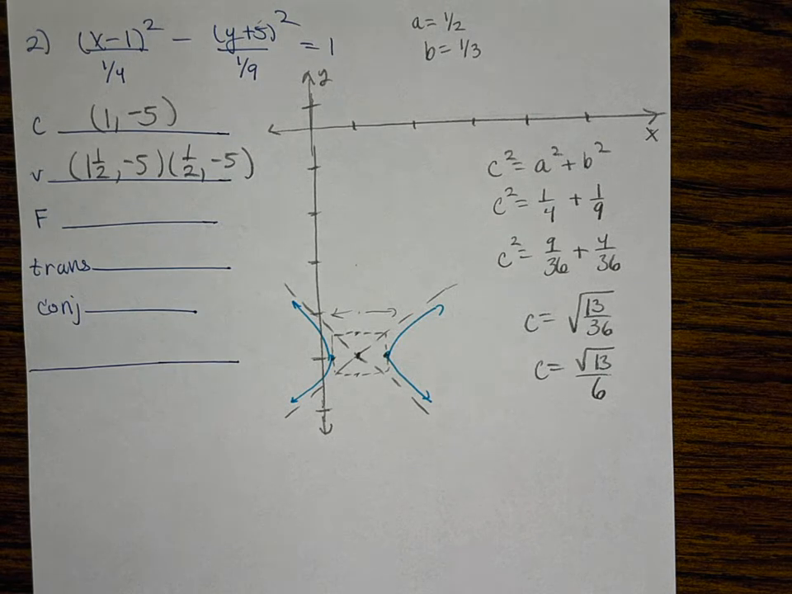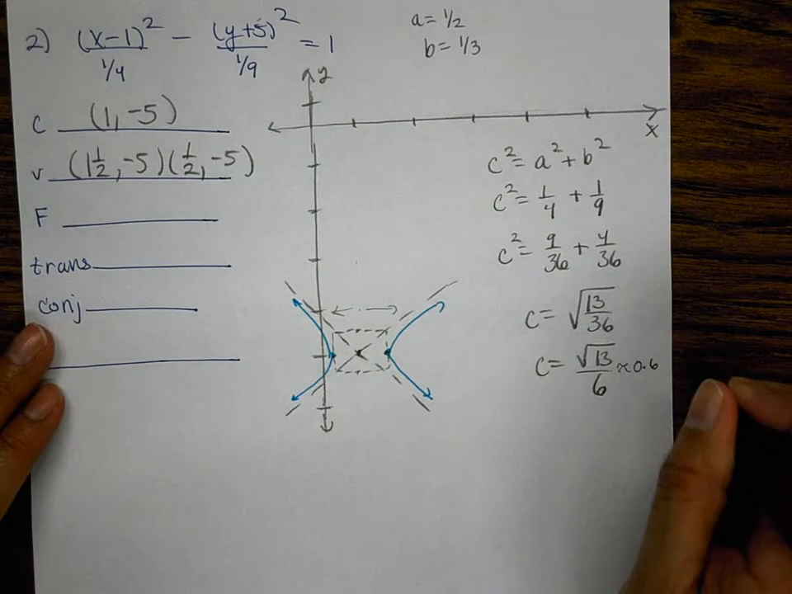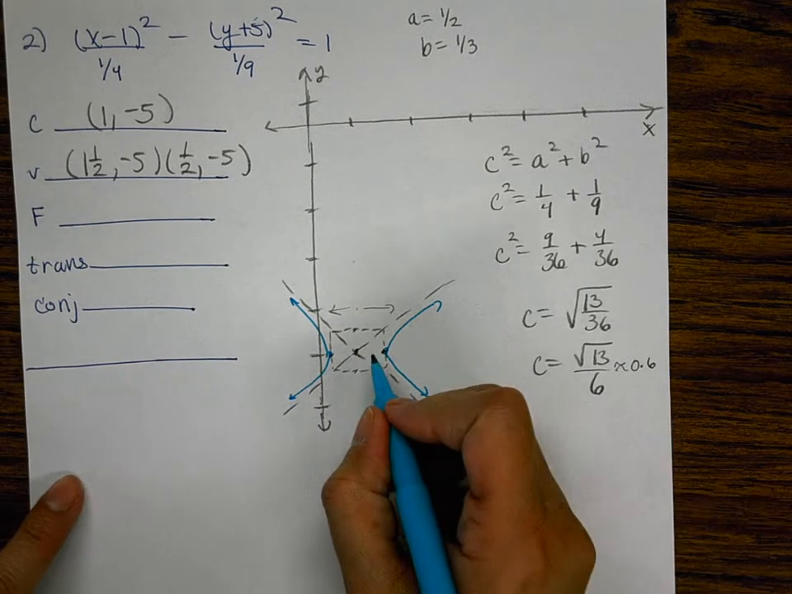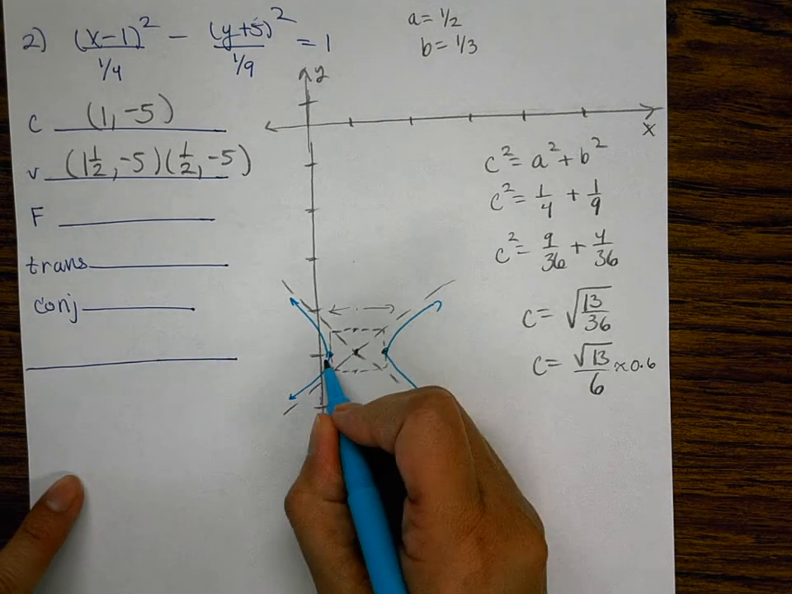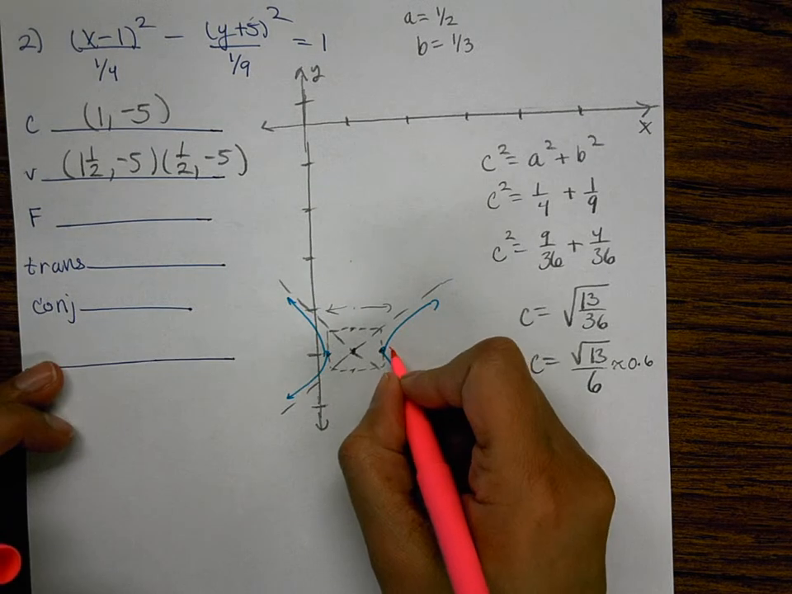Let's see, 13. Okay, 0.6. So this is approximately 0.6, which means from the center, I'm going to go right and left 0.6, which makes sense because I went right and left 0.5 to get to those 2 points. So 0.6 would be just a little bit further.